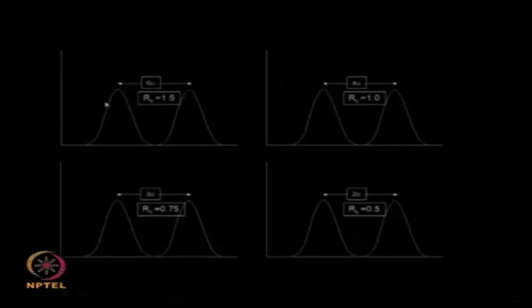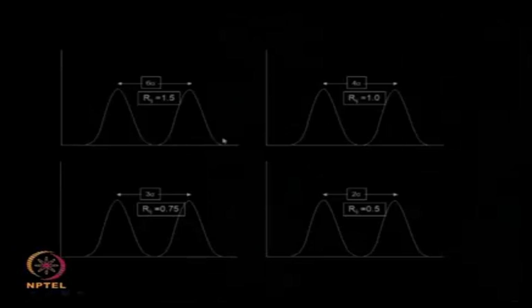For example, I have two components and the output looks like this, they are well separated, the distance between these two is 6 sigma, then the resolution is 1.5. If the distance between these two maxima is 4 sigma, then the resolution will be 1. If the distance is 3 sigma, then the resolution is 0.75. If the distance is 2 sigma, then the resolution is 0.5. So, depending upon the distance, whether it is 2 sigma or 3 sigma or 4 sigma or 6 sigma, I get different numbers ranging from 0.5, 0.75, 1, 1.5 and so on. So, resolution tells you how far apart these peak maxima are.